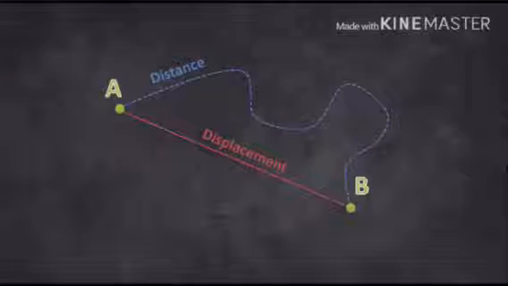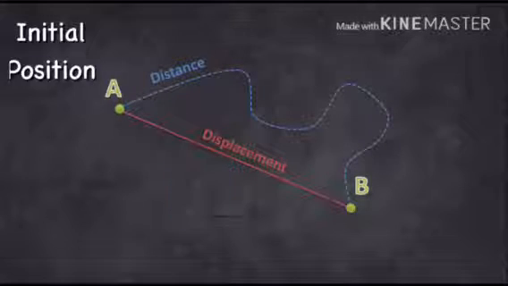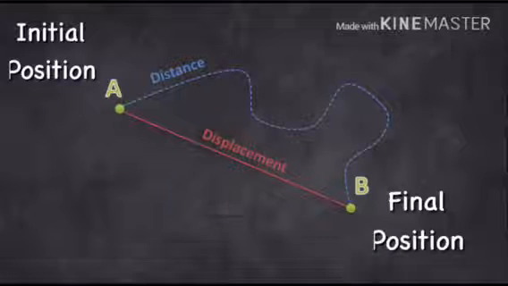This is an example picture of the difference between distance and displacement. As you can see, the displacement has shorter length than the distance. The displacement starts from the initial position to the final position, which is the point A to point B.